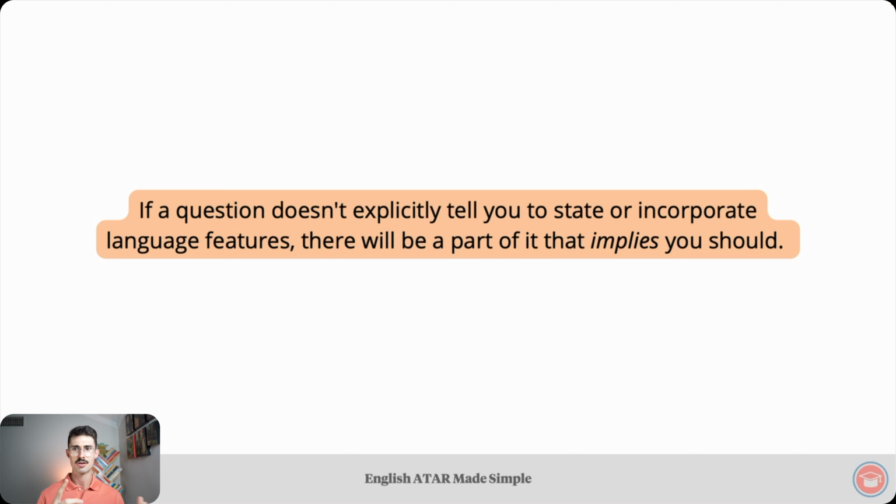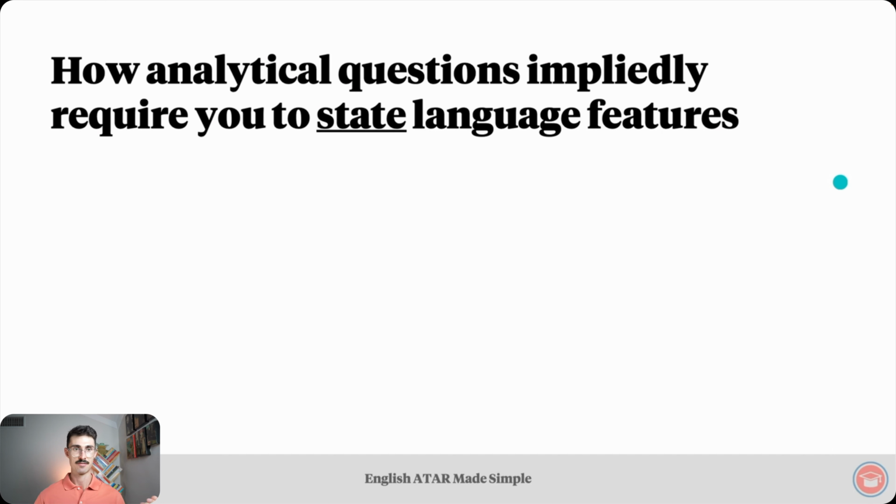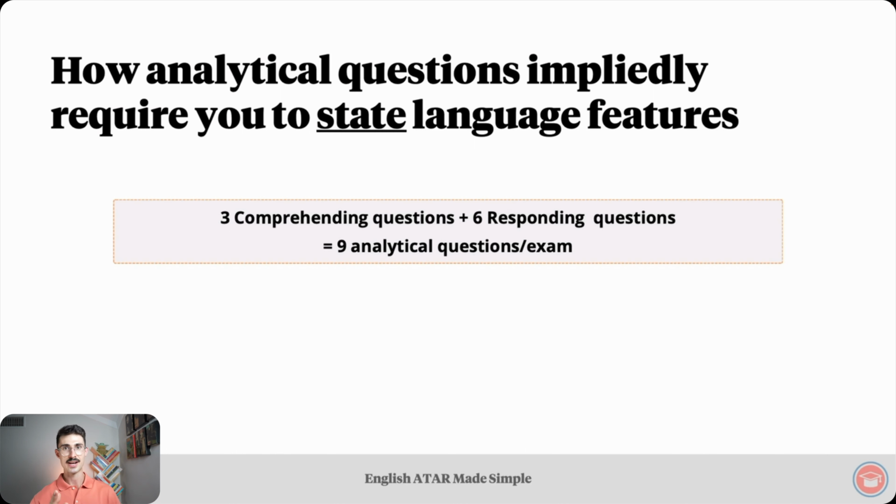But if there's always one term in an exam question that tells you to state or incorporate language features, what about all the other questions? That's what we'll discuss now. Firstly, how do analytical questions impliedly require you to state language features? I created the next few slides back in 2022. This was before the syllabus was updated to reflect that there are now 2 questions in the comprehending section question, but the gist of what I'm getting across remains the same. So bear with me for a second.